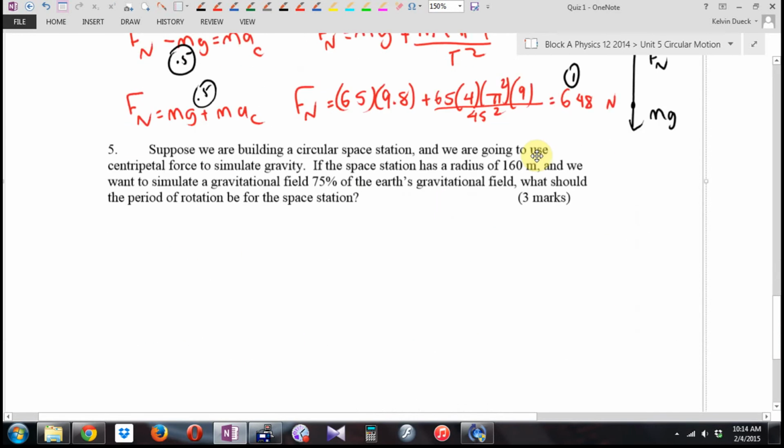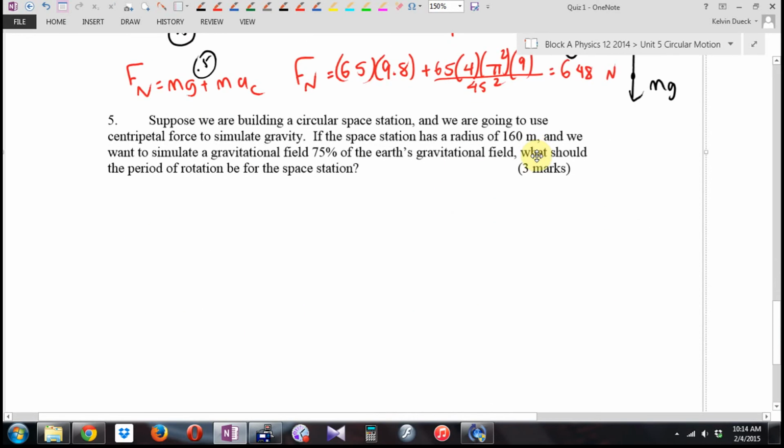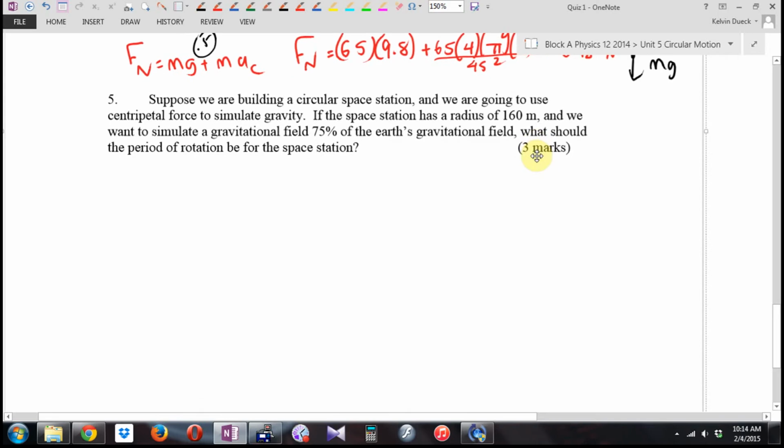I forgot. Last one. Suppose we were building a circular space station. Oh, I wish. And we're going to use centripetal force to simulate gravity. Oh, that'd be cool. The station has a radius of 160 meters. All right. We want to simulate a gravitational field. Here's what we really want to do. We want the circular acceleration to be 75% of Earth's. I'll use little g for Earth. We want the circular or centripetal acceleration to be 75% of 9.8.